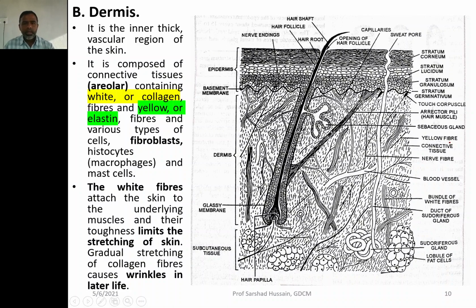So the white fibers attach the skin to the underlying muscles, because you can see this is the last portion of the skin, where the bracket is closed. The lowermost end point of the dermis is this. Below this is the subcutaneous tissue, and below this there will be the muscle. So how is the skin attached with the muscles? It is with the help of these white fibers.